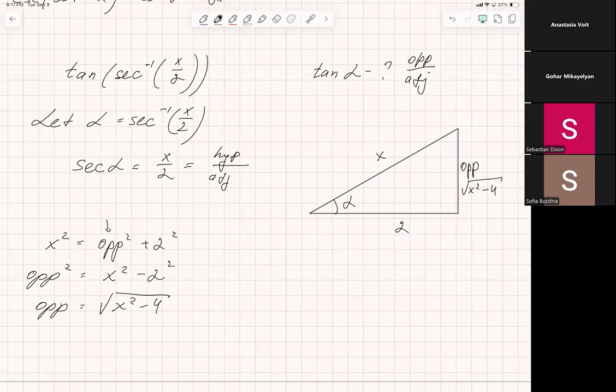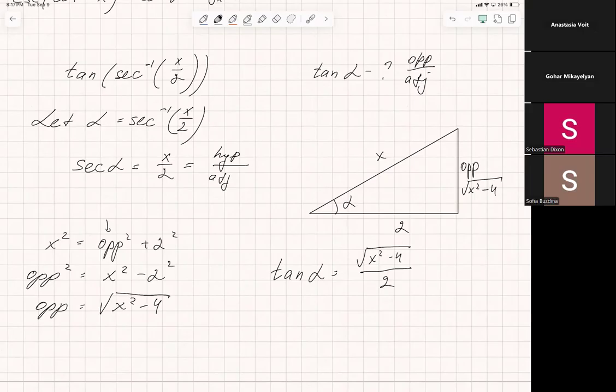And now I am ready to write my tangent alpha, which is opposite side over adjacent side, which is the square root of x squared minus 4 divided by 2. And that would be the final answer for this type of problem. All right. So that's this.